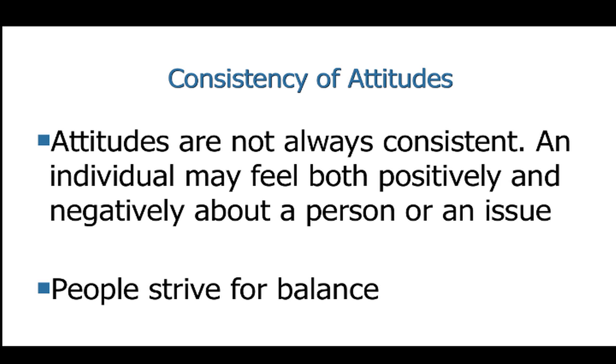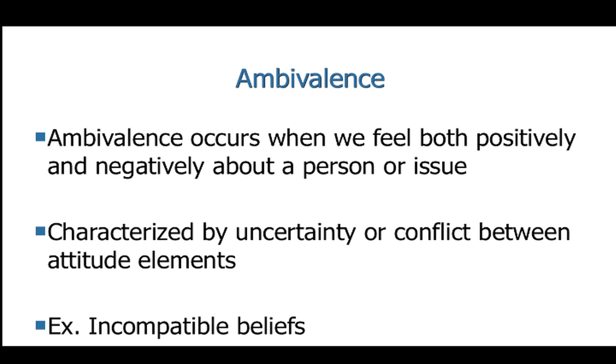Attitudes are not always consistent. An individual may feel both positively and negatively about a person or an issue. People strive for balance. Ambivalence occurs when we feel both positively and negatively about a person or issue. Think about a situation where you've felt this way about a person or issue. Ambivalence is characterized by uncertainty or conflict between attitude elements.